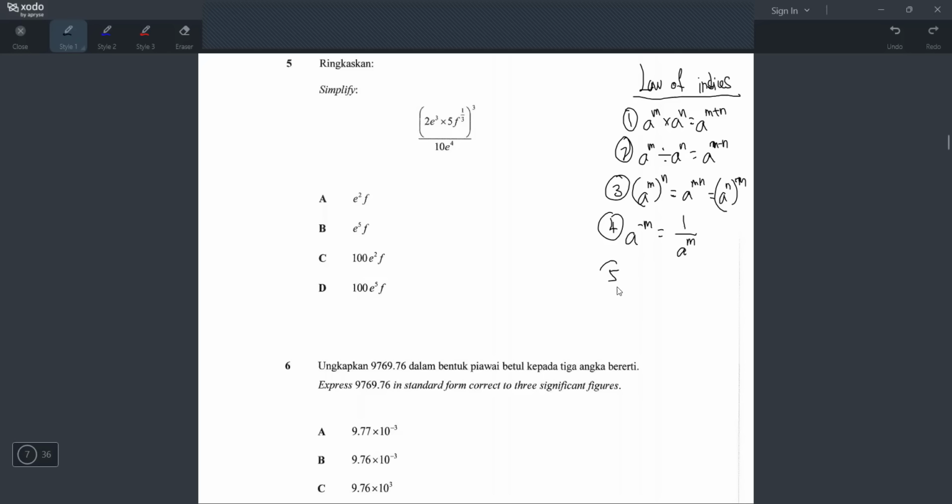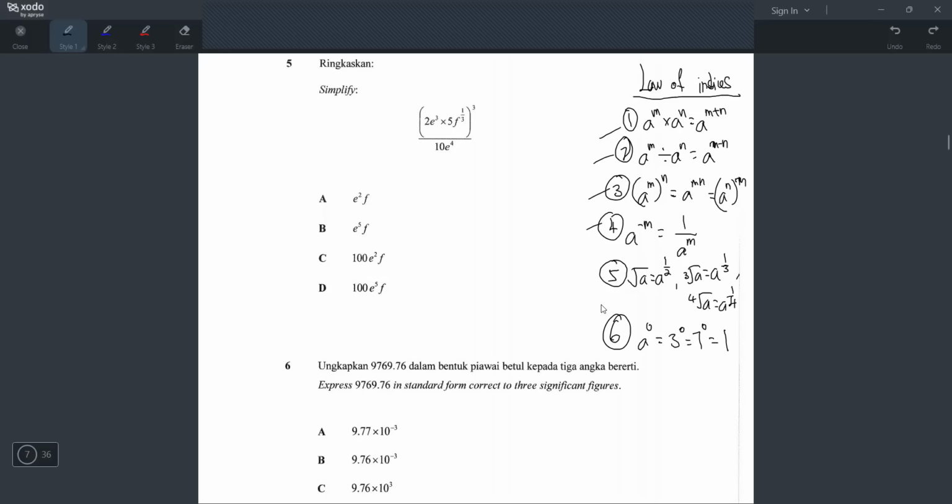And is there anything else? Let's see. Okay, if I give you square root a, it equals a power 1 over 2. If I give you cube root a, it equals a power 1 over 3. If I give you fourth root a, it equals a power 1 over 4. And then I think the last one is if I give you a power 0, it's the same as 3 power 0, the same as 7 power 0. They are all equal to 1. Anything power 0 equals 1. So I think, yeah, these are all the laws of indices.